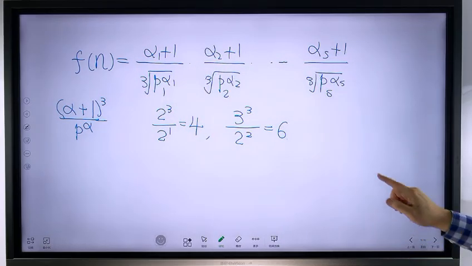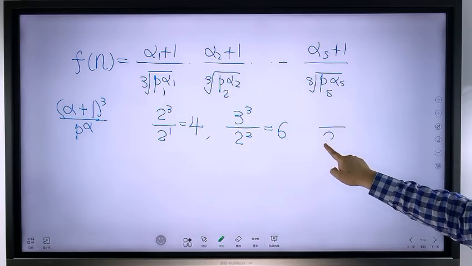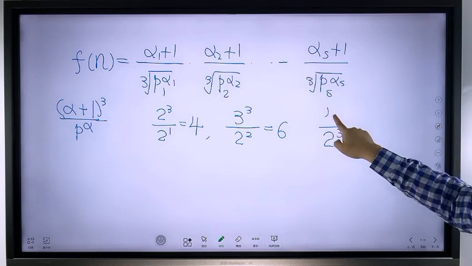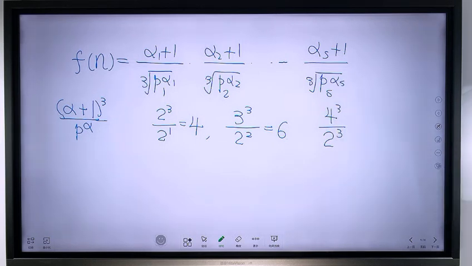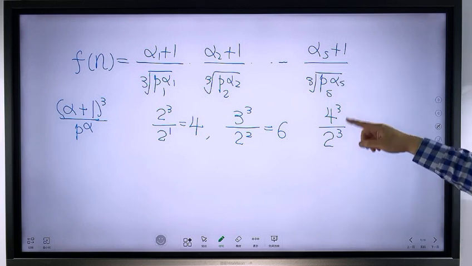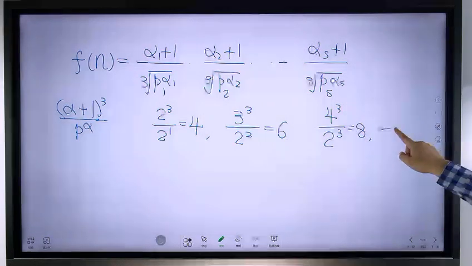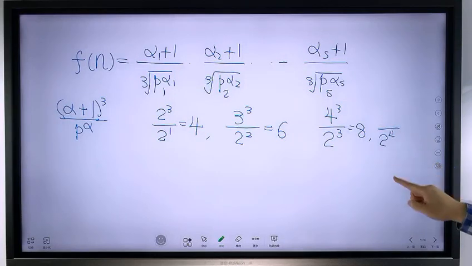And maybe we try one more. And 2 to the power of 3, and then 3 plus 1. So it is 4 to the power of 3. And so that is 64 divided by 8. Okay, so that's even better. So that's 8. Okay, so it seems that this number still increased quite large.